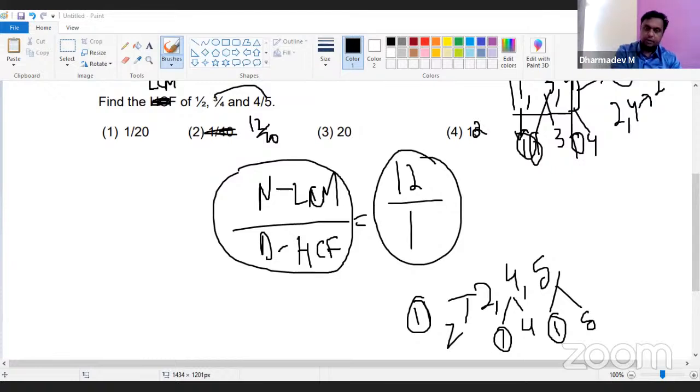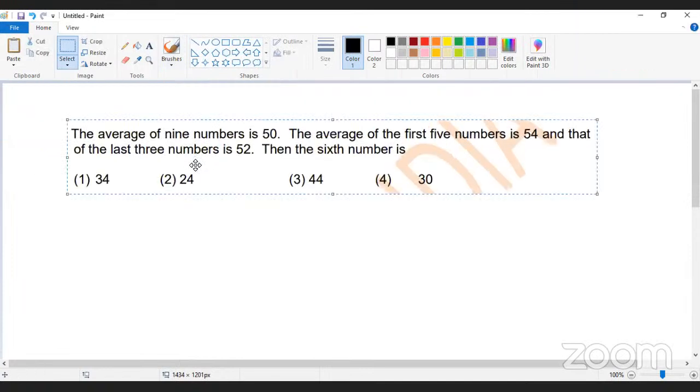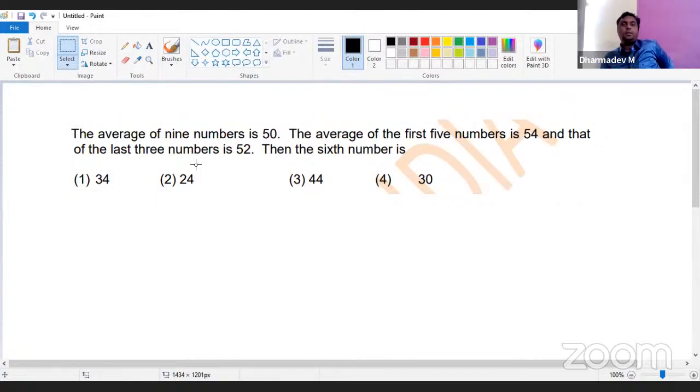Okay. I'm just giving you one average question. Are you clear with the HCF LCM? Can you see the question? Yes, sir. Okay. The average of 9 numbers is 50. The average of the first 5 numbers is 54. The last 3 numbers is 52. What is the 6th number?